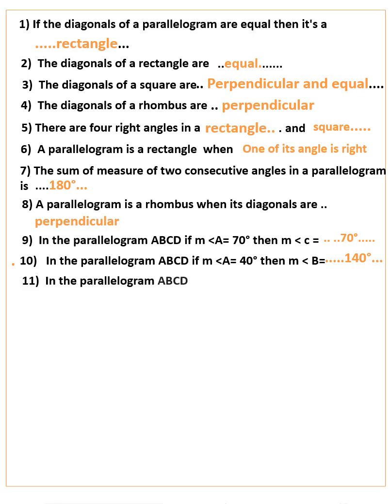Number 11. In the parallelogram ABCD, measure angle A equals 50 degrees. Then I want to get measure angle D. Again, what's the relation between angle A and angle D? We draw it and write A, B, C, D. Angle A and angle D are consecutive. So to get it, we will make 180 minus 50 equals 130 degrees.